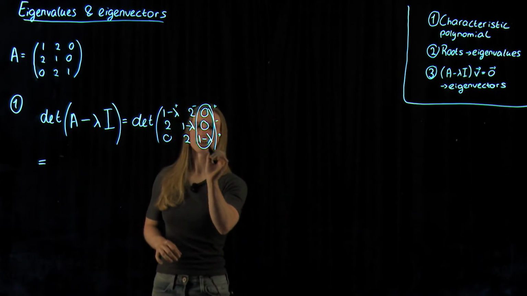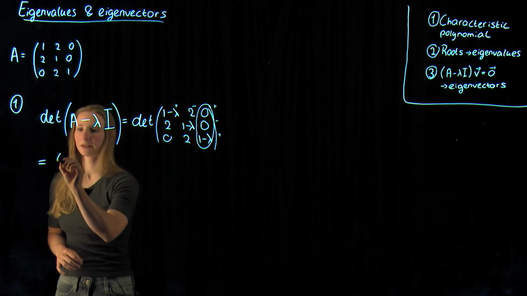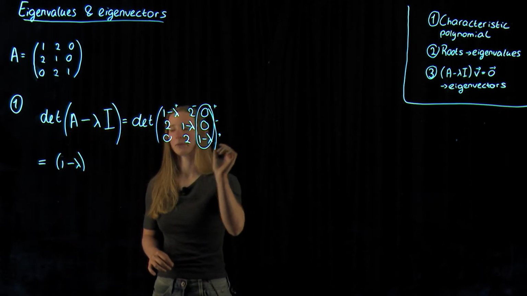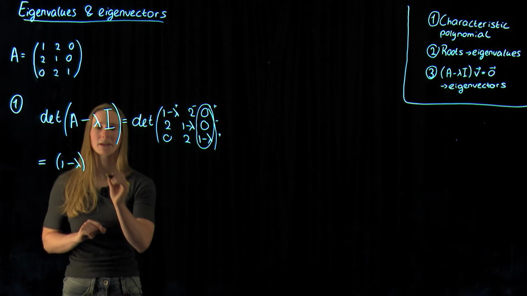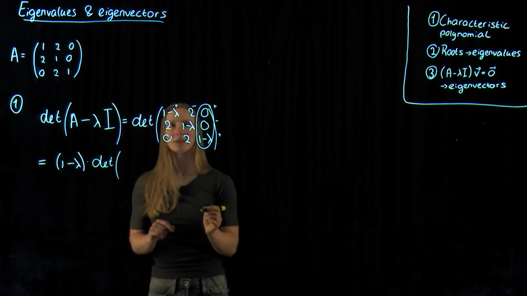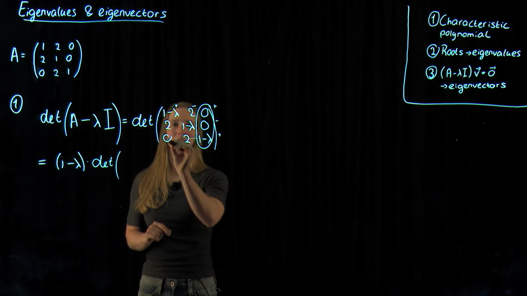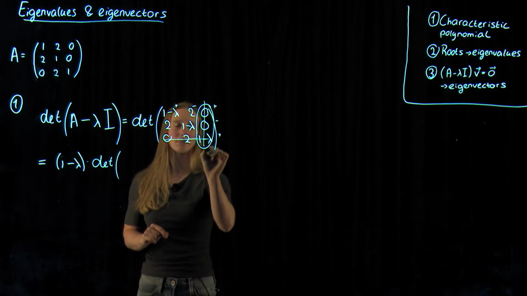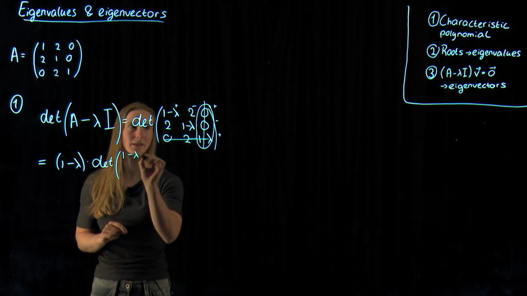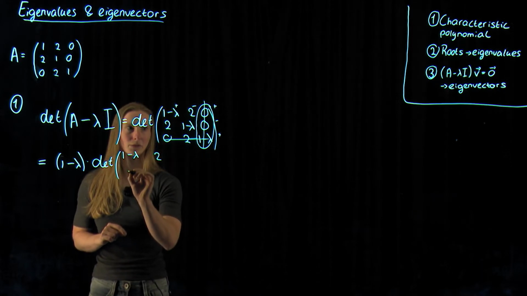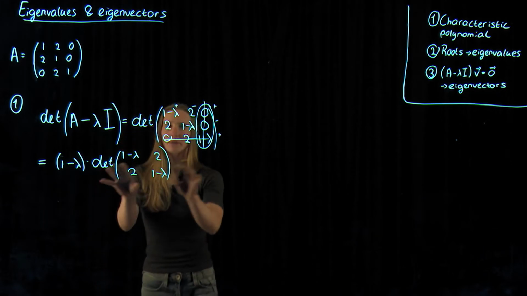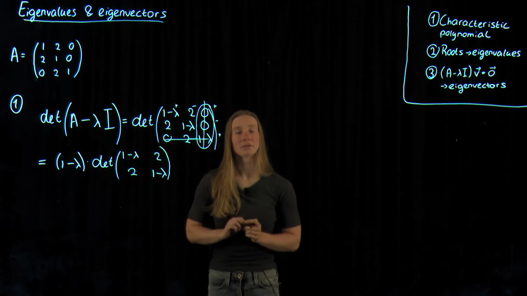So this is the only term that we have to look at, so we get 1 minus lambda with a plus because of the chessboard, so just 1 minus lambda, times the determinant of what? Well, we get rid of this row and column here, and we look at what is left. So we have 1 minus lambda, 2, 2, and 1 minus lambda. And we don't have any other terms because these two are 0, so that's nice.